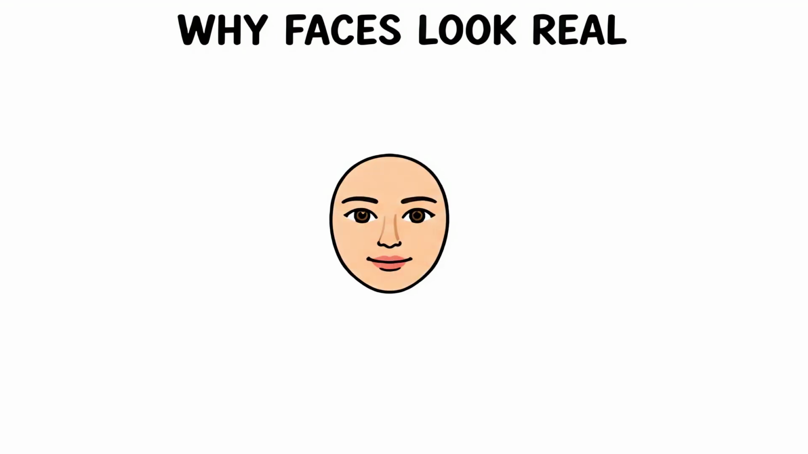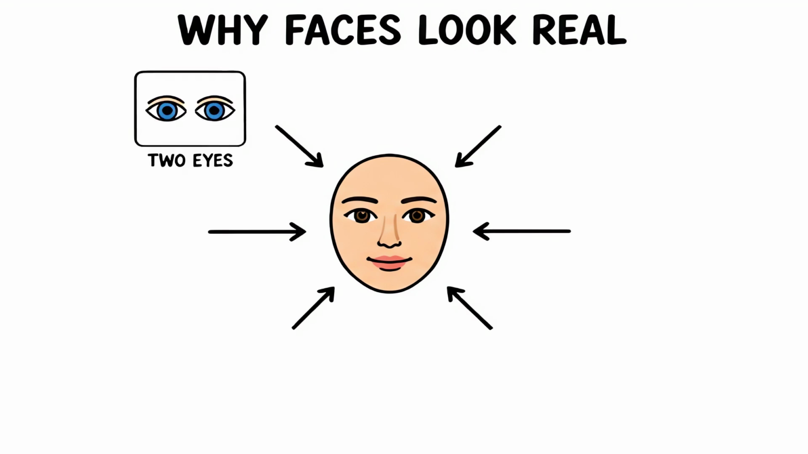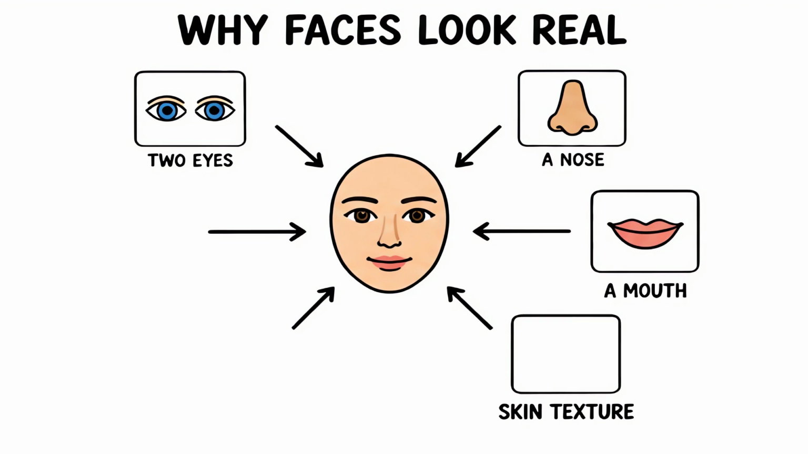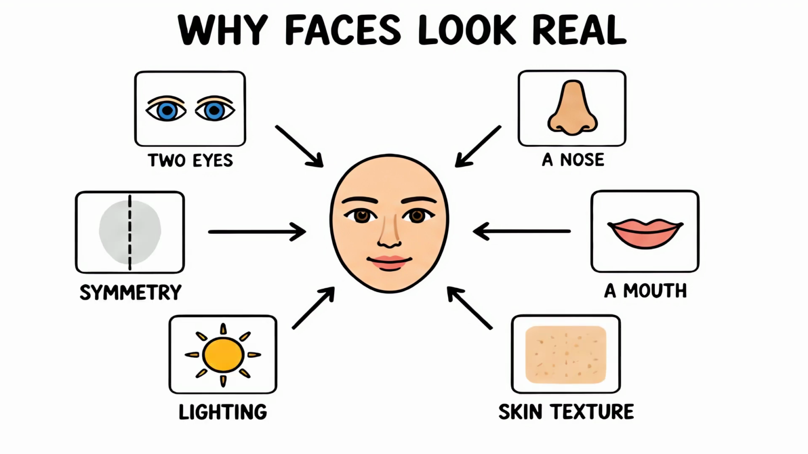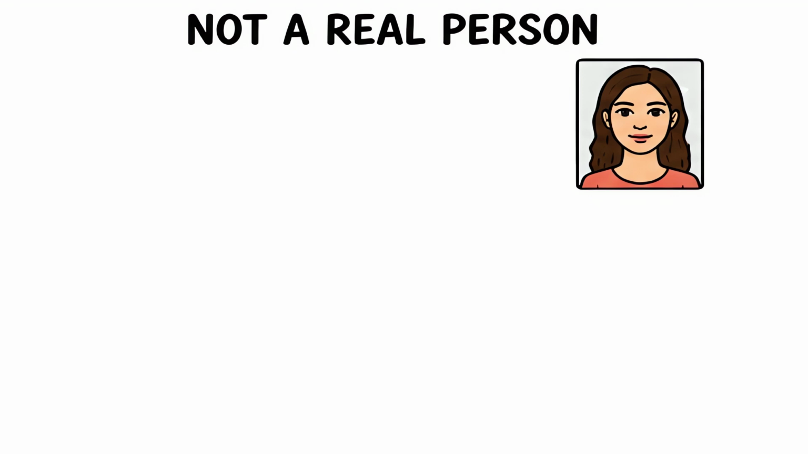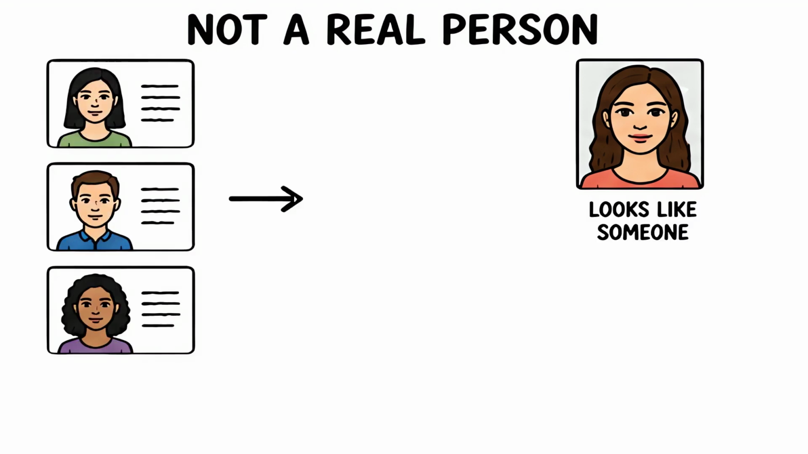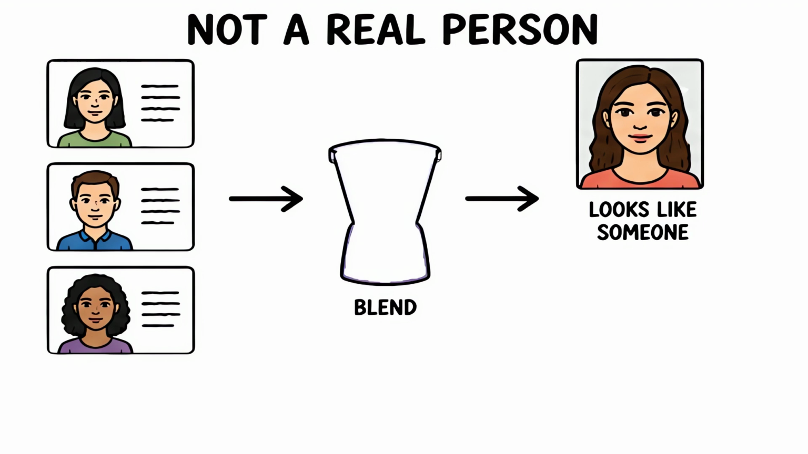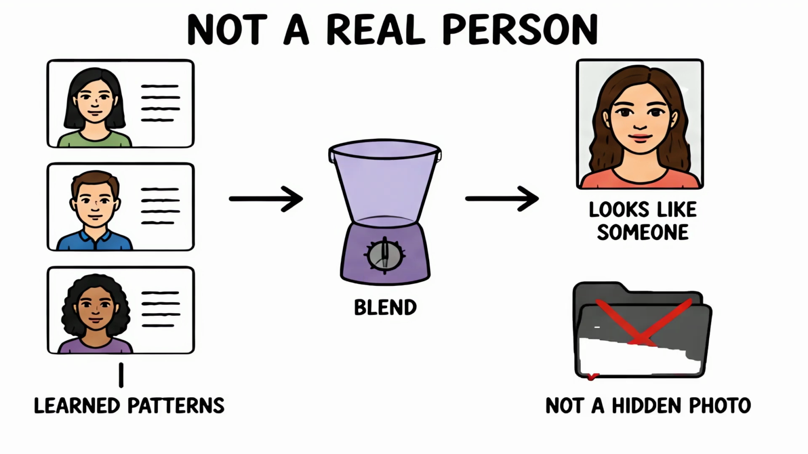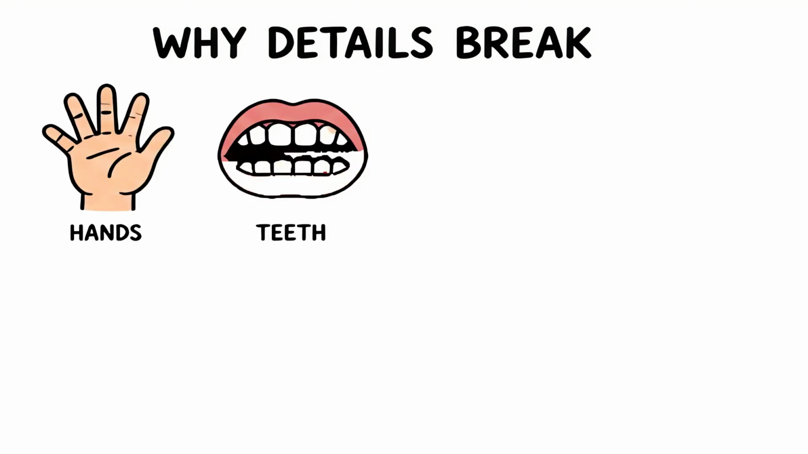Now, why do faces look especially real? Human faces share repeated structures: two eyes, a nose, a mouth, skin texture, lighting, and symmetry. The AI can combine these learned patterns into something familiar. But here is the key point. The person you see is usually not real. The image can look like someone, but it is normally a blend of learned patterns, not a hidden photograph of a specific person.